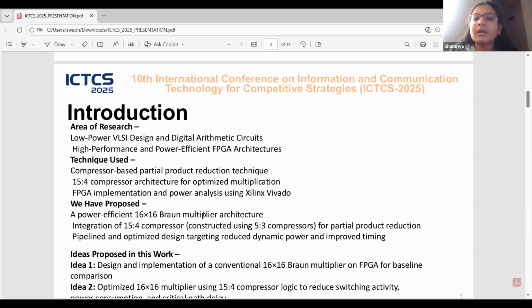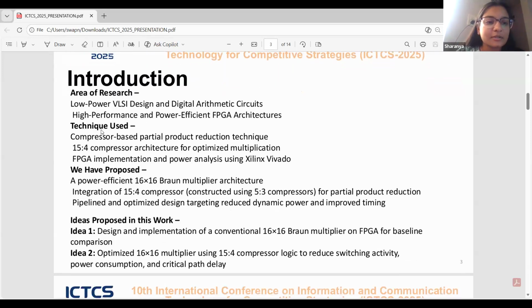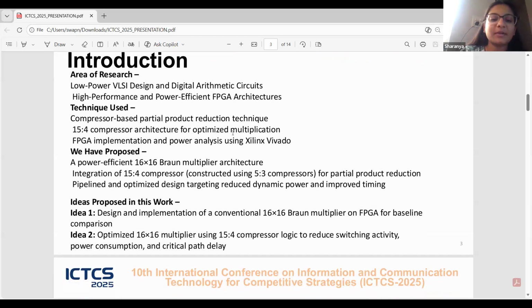When we add the compressor module inside our traditional multipliers, our multiplication gets faster, a lot of partial product reduction steps are reduced, and we get the results in the fastest way. So the area of research where we use this compressor module is low power VLSI design, digital arithmetic circuits, and high performance, power efficient FPGA architectures. In this project we have implemented it on FPGA.